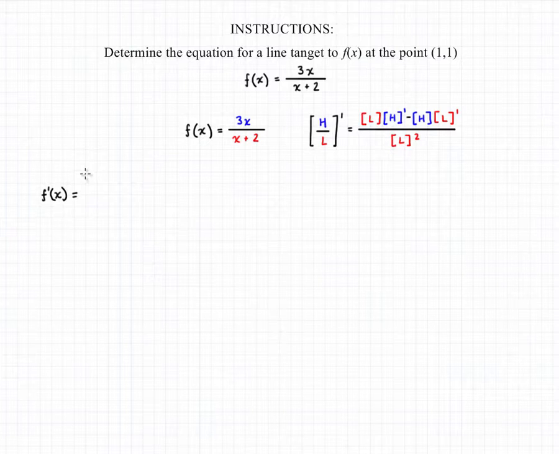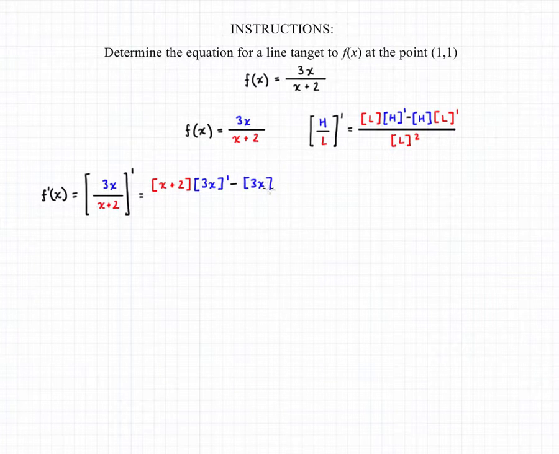So in this case, f prime of x, again, we're looking at our quotient, and the numerator, or the high function in our quotient, is 3x, and the denominator, or the low function in our quotient, is x plus 2. So if we plug this in, we'll have x plus 2 times the derivative of 3x. And from that, we're going to subtract 3x times the derivative of x plus 2. And all of this is going to be over the quantity x plus 2 squared.